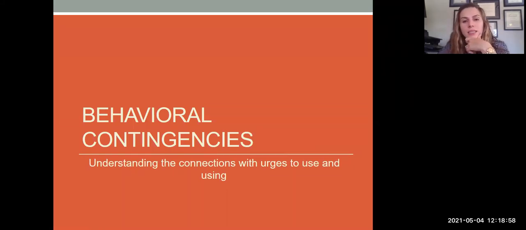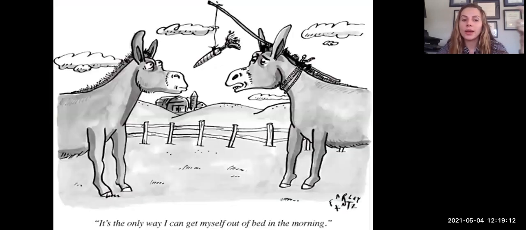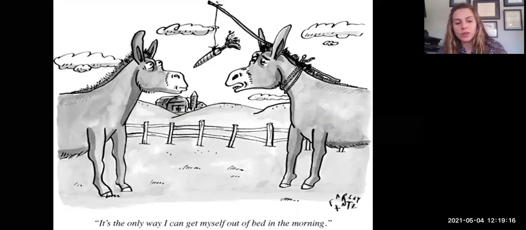The next technique that I wanted to go over in a little more detail is behavioral contingencies. And so that's understanding how the urge to use, so I'm triggered by something, now I have an urge to use or I engage in using. How do I unravel that? How do I unpack that?